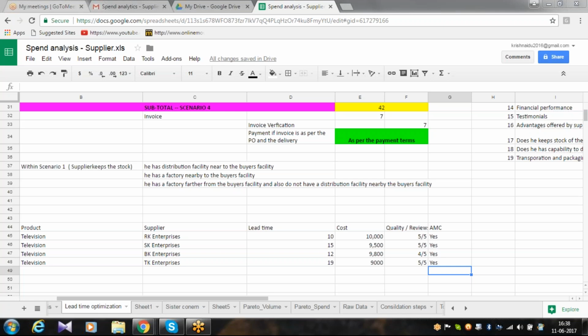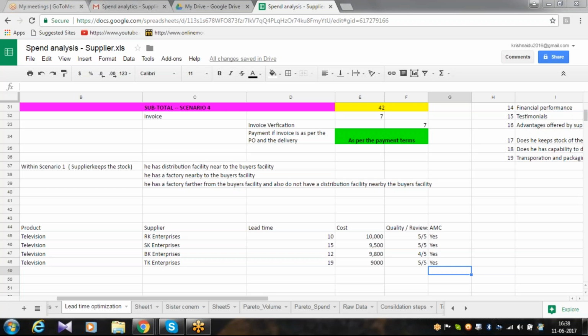Okay. So just now Prashant mentioned that he will choose either BK Enterprises or TK Enterprises. For him, BK Enterprises is the number one choice because the lead time and cost are both quite better.